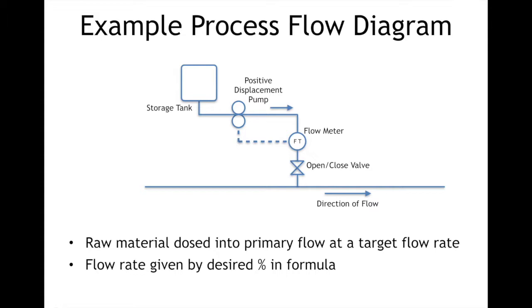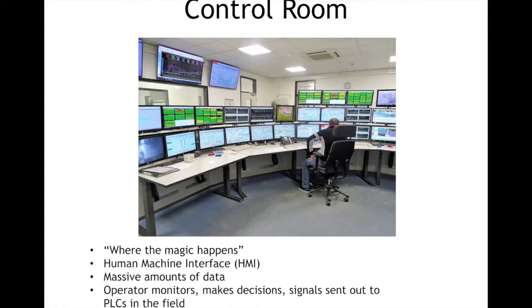it needs to go. So there is a feedback from the flow meter back to the PD pump, and the PD pump is run by a variable frequency drive. So the raw material is dosed into the primary flow at a target flow rate, and so we'll be talking through how we control to the target flow rate. The flow rate that is desired comes from a percentage in a formula or some other process design.